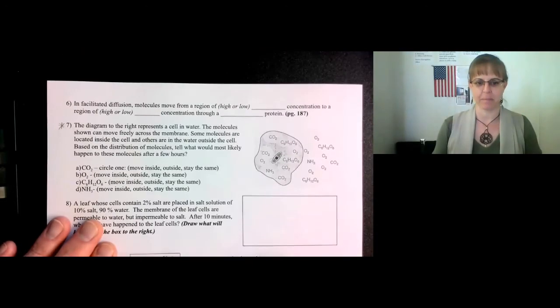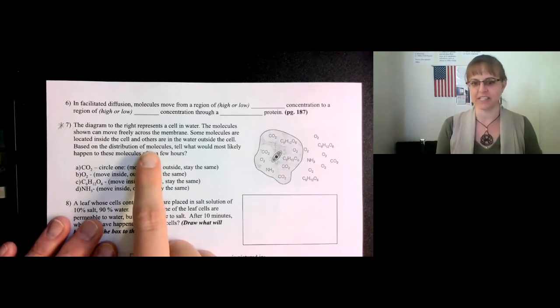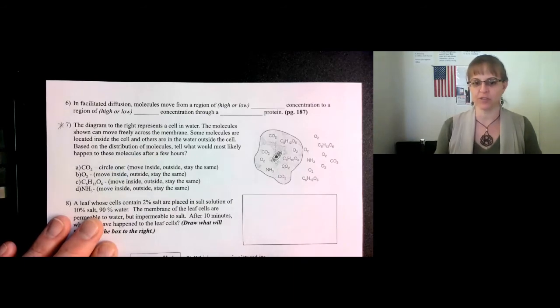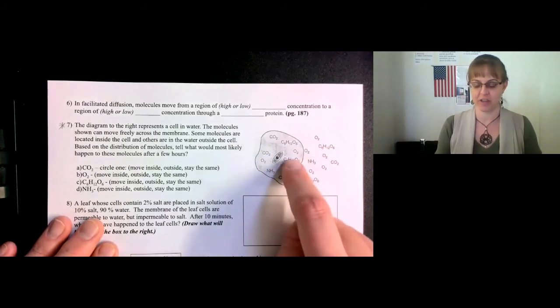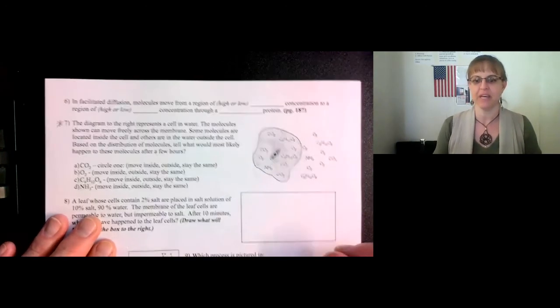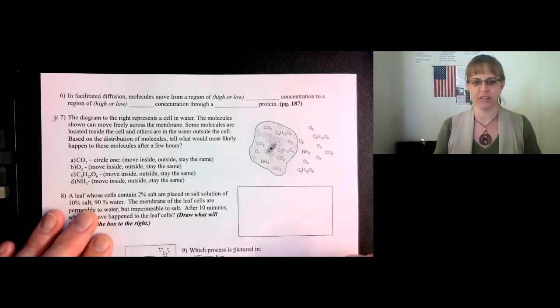For number 7, the diagram to the right represents a cell in water. The molecules shown can move freely across the membrane, so all of these molecules are able to pass through the cell membrane. Some molecules are shown located inside the cell, and others are in the water outside the cell. Based on the distribution of molecules, tell what would most likely happen to these molecules after a few hours.